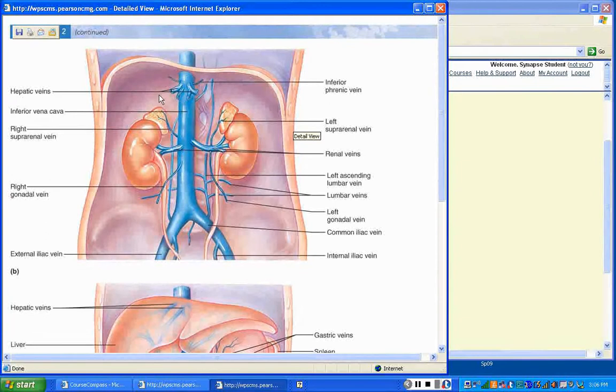The cluster at the top, notice it's not just one with a branch, it's a whole bunch with different branches. So they call all of these hepatic veins. Guess what organ they're going to? Liver. We get down lower, we see the renals. And up a little higher, we see the suprarenals going to the adrenal glands.